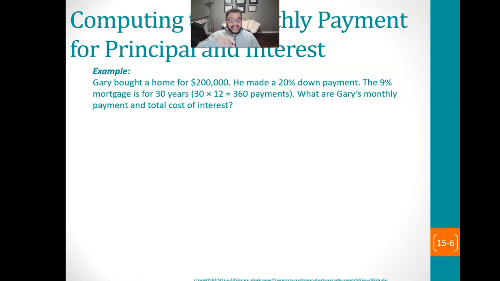So you go through the steps: divide the amount of the mortgage by 1,000. 160,000 divided by 1,000 is 160. Then you go to the chart, and 9% and 30 years is $8.05 per thousand. There's 160 of them.